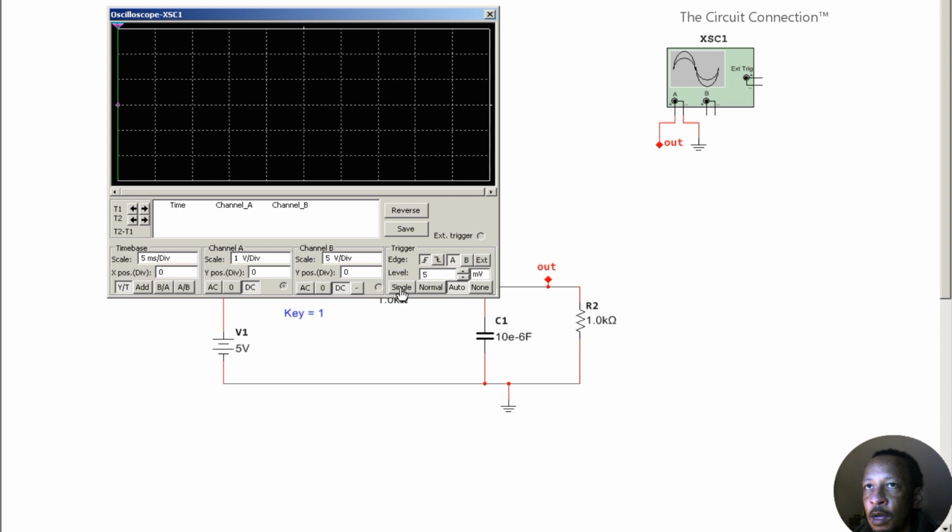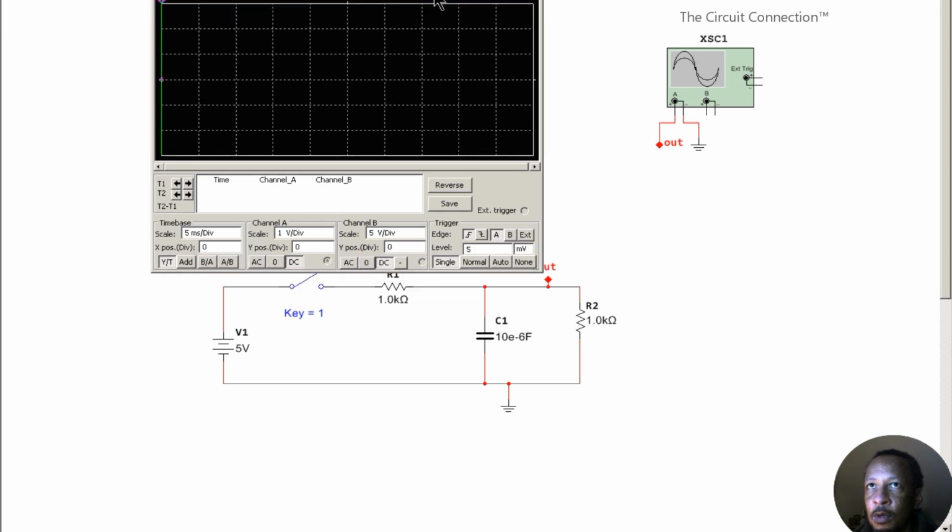And so in order to do that, I'm going to put it into single mode instead of auto. And again, I'm going to capture this when the edge of this rises. So it's on a rising edge trigger, and that's going to be on channel A. So that's basically it. And this is going to be DC coupled, and it's going to be in a mode of Y versus T, which is the horizontal axis, your voltage versus time.